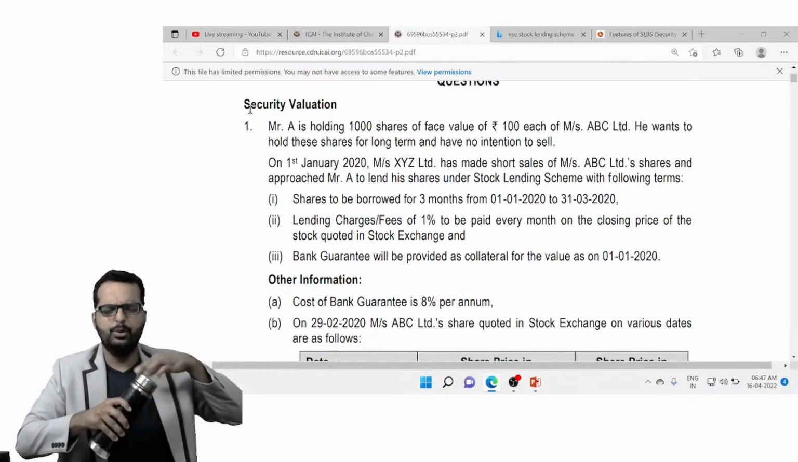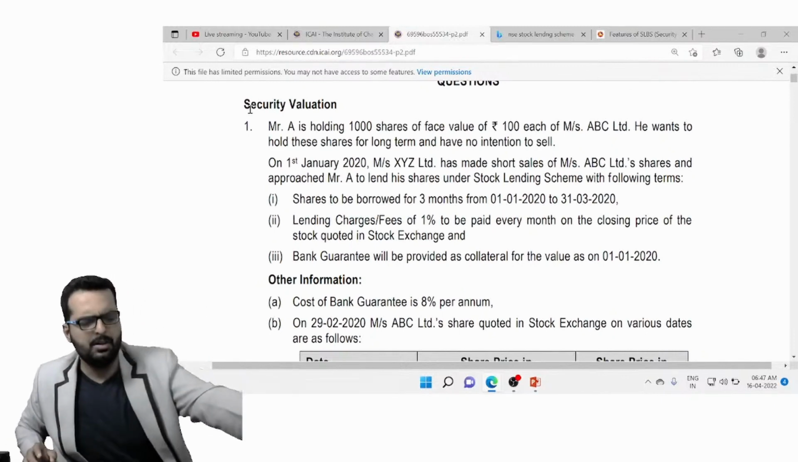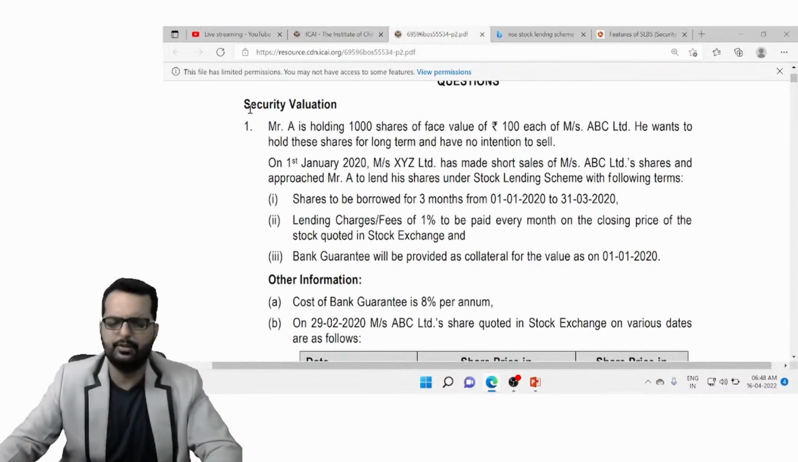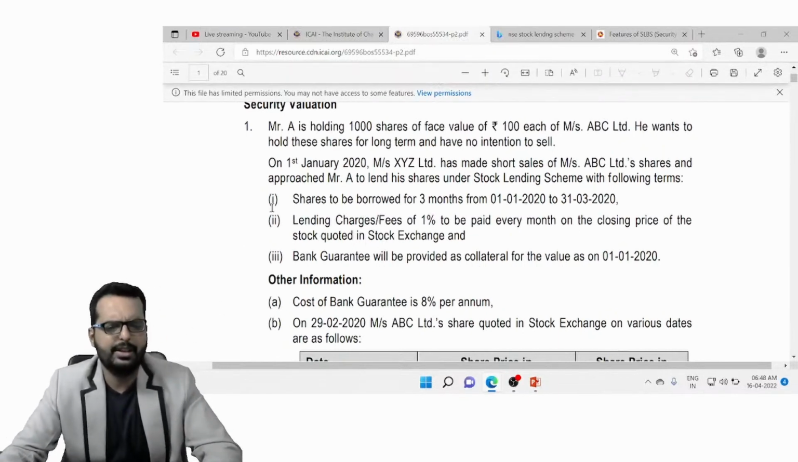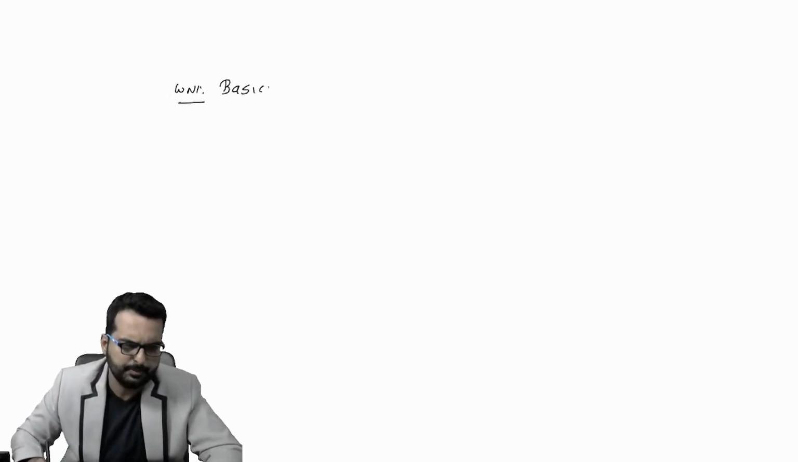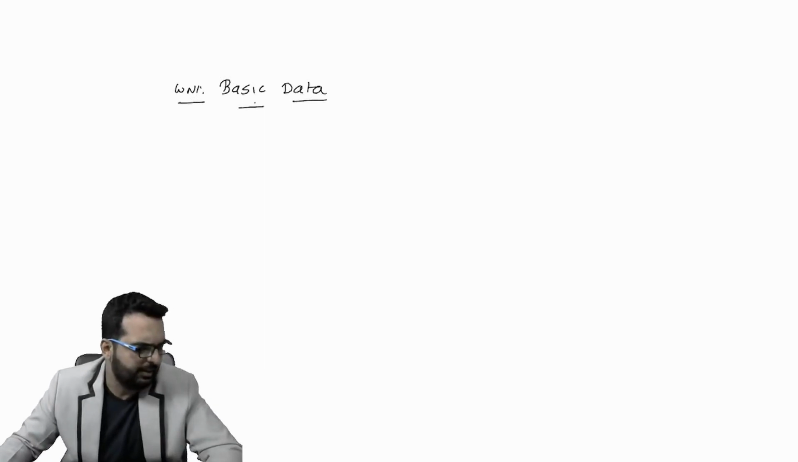Now, friends, there are a few mistakes in this question. When they brought this question, there's some information they have kept outside, and somewhere they have made some mistakes. I would just correct those mistakes also, and I'll give you the basic data. So I'll write down working note number 1, basic data.